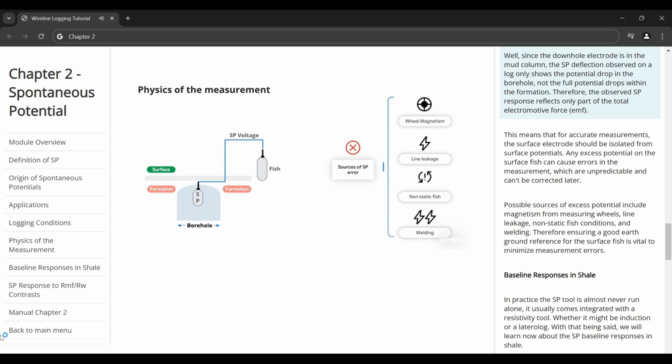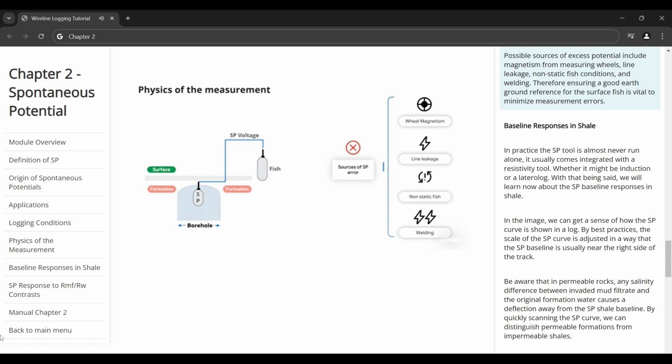This means that for accurate measurements, the surface electrode should be isolated from surface potentials. Any excess potential on the surface fish can cause errors in the measurements, which are unpredictable and cannot be corrected later. Possible sources of excess potential include magnetism from the measuring wheels, line leakage, non-static fish conditions, and welding. Therefore, ensuring a good earth-ground reference for the surface fish is vital to minimize measurement error.